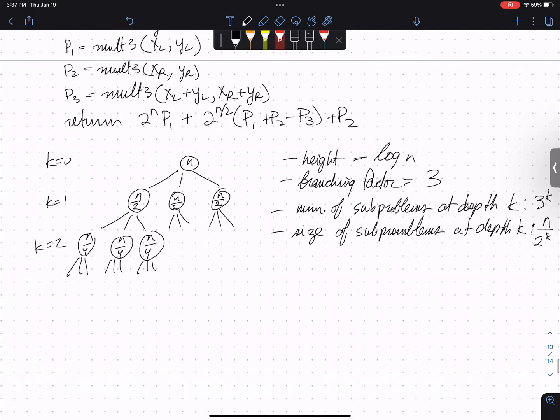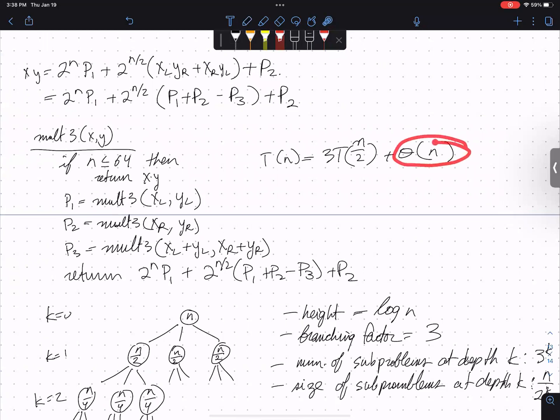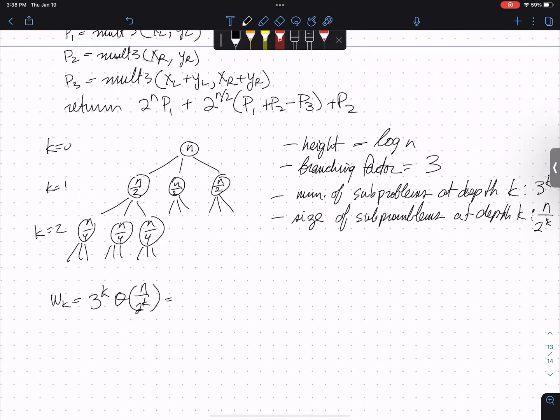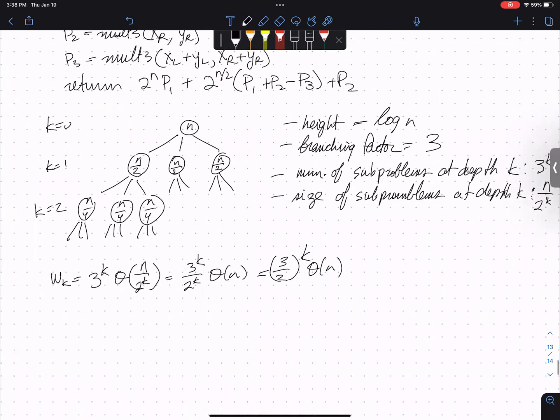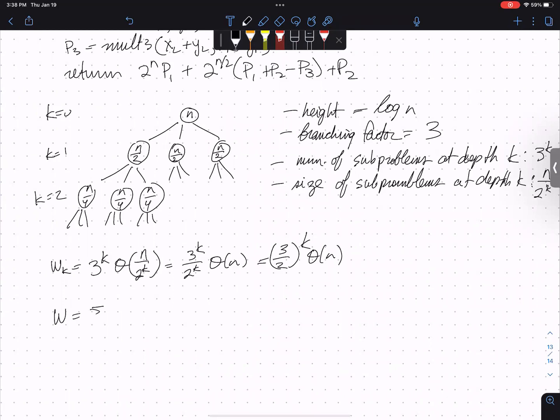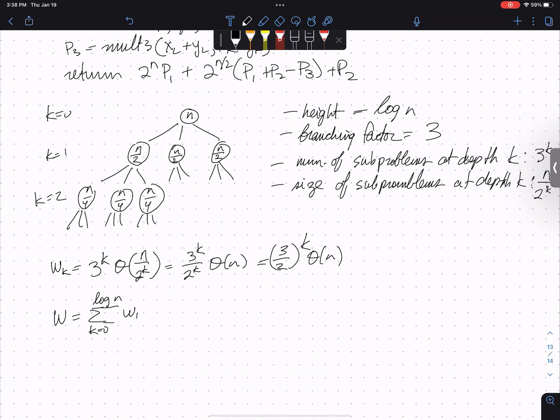Okay, so now let's do the math. The work at level k is the number of subproblems at level k, 3 to the k, times the work done in each subproblem. Now, the size of the subproblem is n over 2 to the k, and the non-recursive work done is linear in the size of the subproblem, so it's just going to be theta of that. And this is 3 to the k over 2 to the k, theta n, which is 3 halves to the k, theta n. Okay, now we are ready to define the total work, so we're summing over all the levels, all the depths, of the work at that depth.